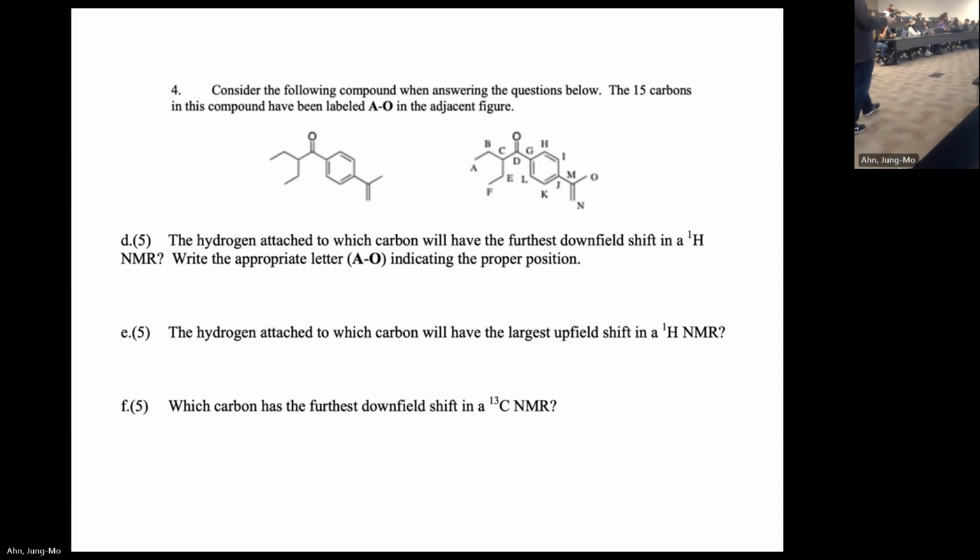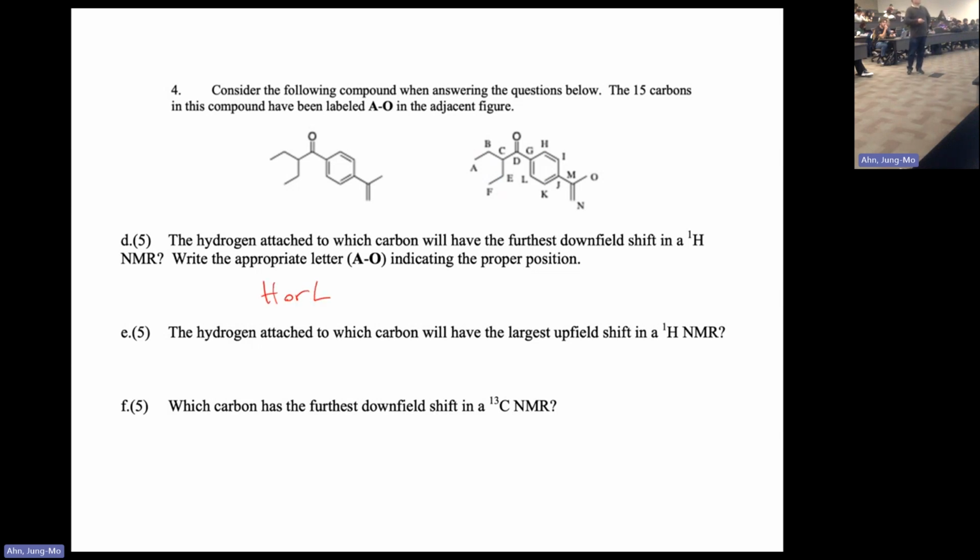Carbon. So which hydrogen will be the most downfield shift in the proton NMR? That's a simple one, right? If you're looking at the chemical shift table, the carboxylic acid will be definitely offset, and then aldehyde, then aromatic ones. There are two different aromatic hydrogens here, hydrogen H and hydrogen I. But which one is going to be more deshielded? That's something you also need to figure out.